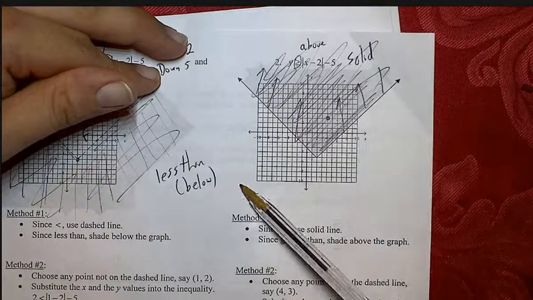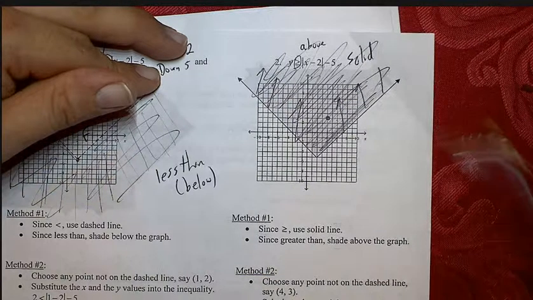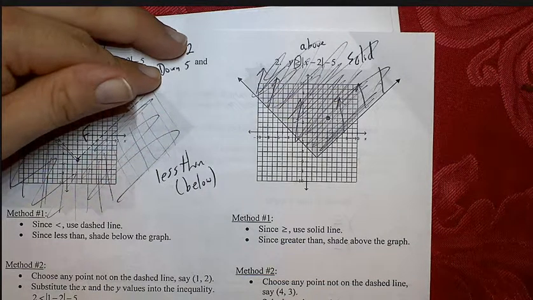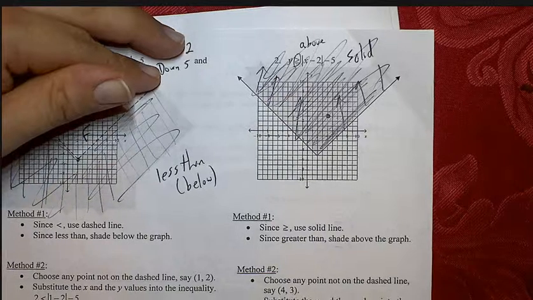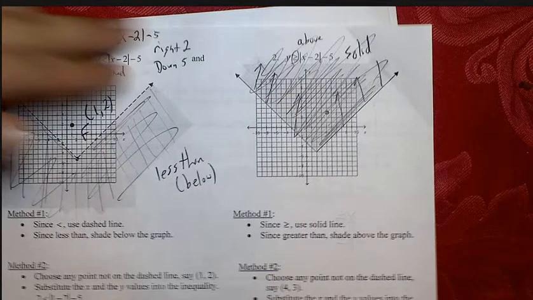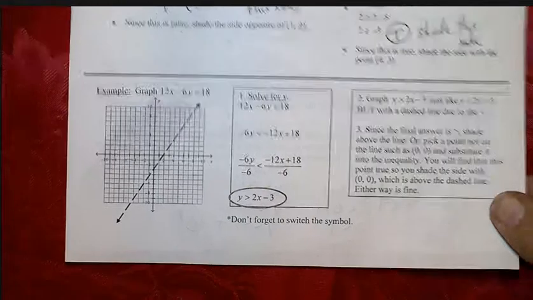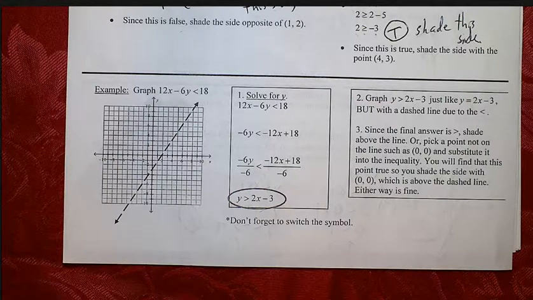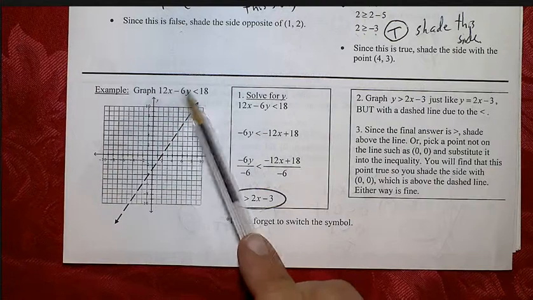Okay, so look at another example. Say you're given something like this: 12x minus 6y is less than 18. The first thing I do is graph this. We graph it. Either you find the x and y intercepts, plot them, two points, and draw your line, as we talked about before, or simply solve it for y. So solve for y.